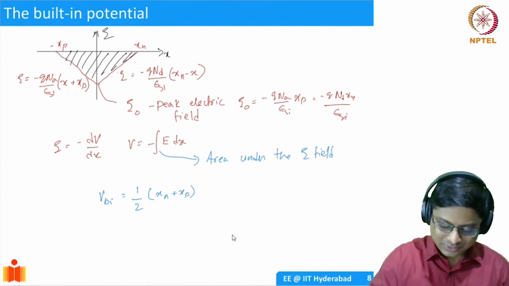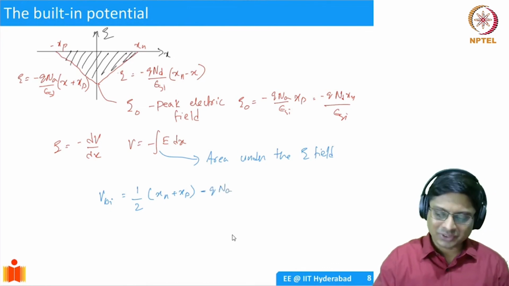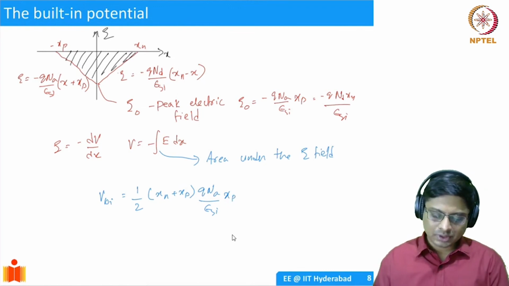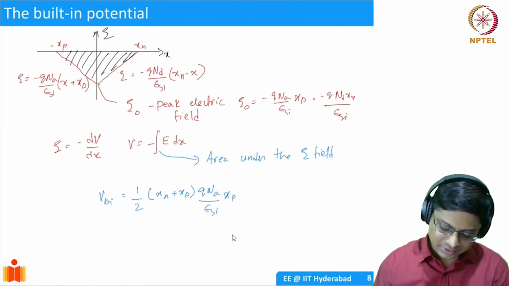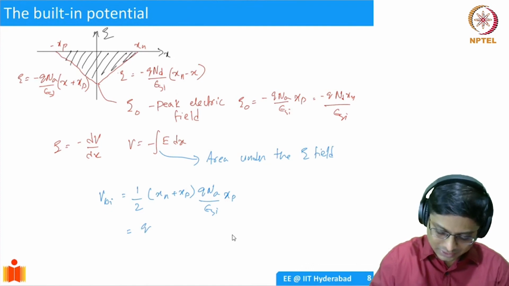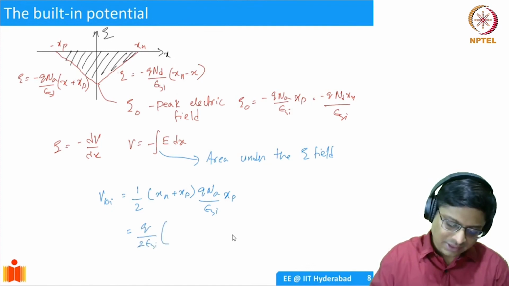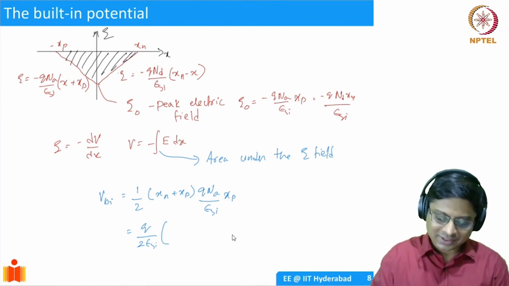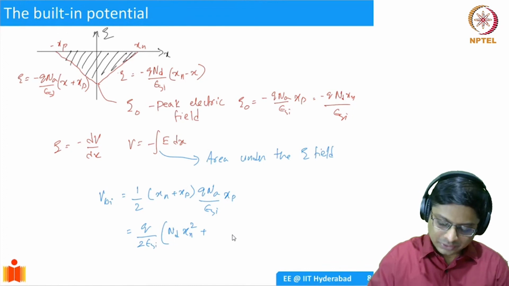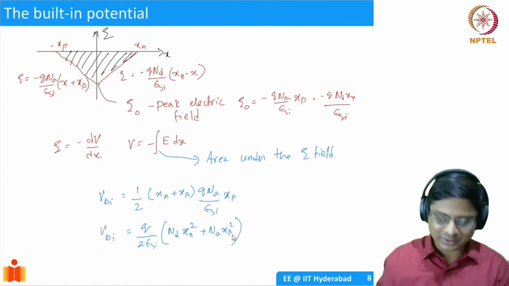E naught, let's take one of the expressions, let's take it to be minus Q N A divided by epsilon silicon into XP. Well, minus is not required because we're calculating area. If you try to rearrange it, I can write it slightly differently. I can take Q out and I'll also take 2 epsilon. And then I'll say NAXP equal to NDXN. So basically it will be ND times XN square plus NAXP into XP, so that's going to be NAXP square. Okay, this is an expression for built-in potential of a device.